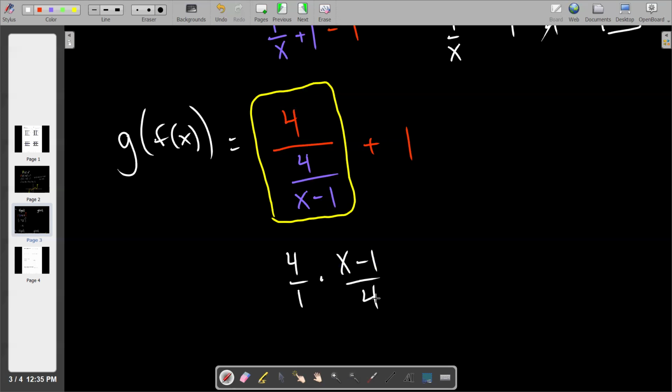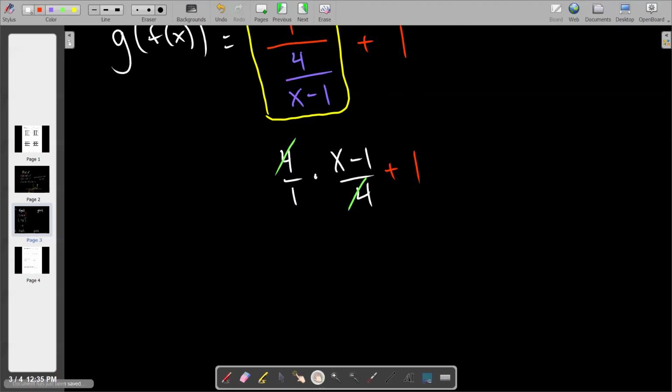And then something rad happens, huh? The 4's are going to go bye-bye. Kapoof, kapoof. And then we're left with x minus 1 plus 1, which equals x. So we can say, yes, these two functions are inverses of each other.